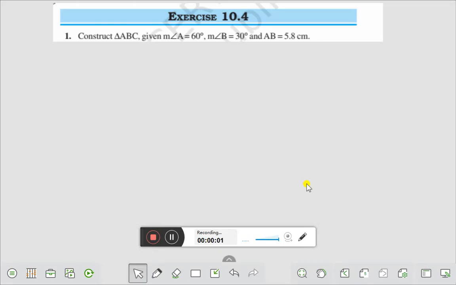Hello everyone. Today I shall discuss exercise 10.4 question number 1. Construct triangle ABC given measure of angle A is 60 degrees, measure of angle B is 30 degrees and AB is equal to 5.8 centimeters.